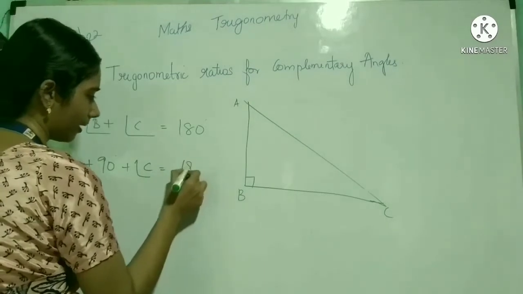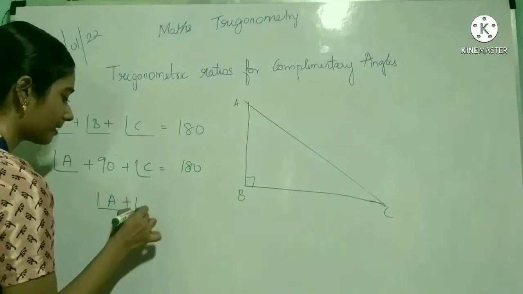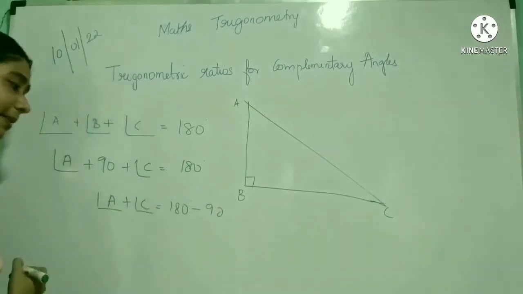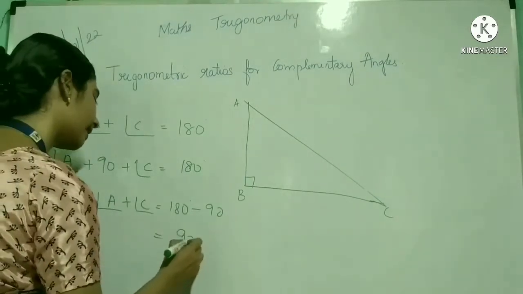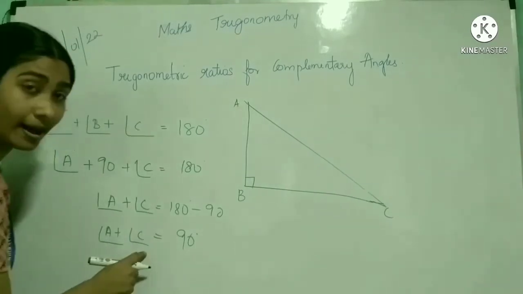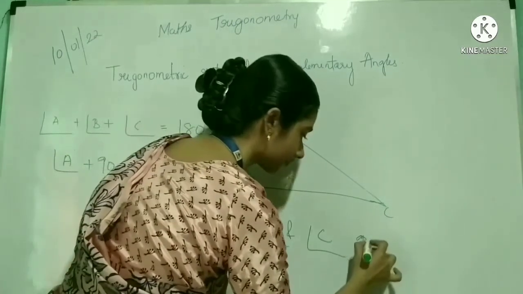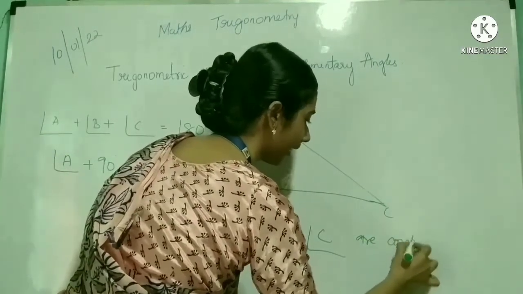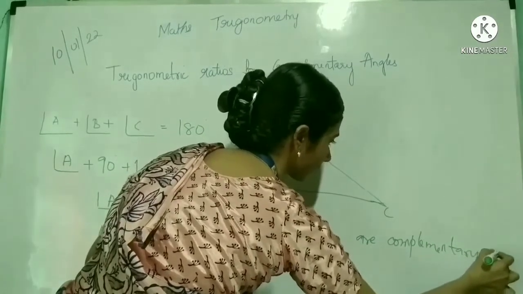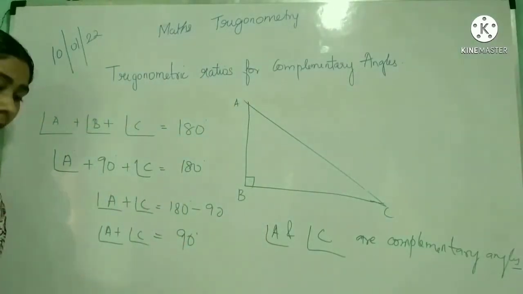Plus angle C is equal to 180. 90 வந்து இந்த சைடு போனா என்ன ஆகும்? -90. கரெக்ட்டா? Angle A plus angle C is equal to 180 minus 90 degree. What is 180 minus 90? It is 90 degree. So என்ன conclude பண்ணலாம் இதுல? Sum of two angles is 90 degree. அப்ப என்ன சொல்லலாம்? A and C are complementary angles. Yes, புரிஞ்சுதா? A and C are complementary angles.